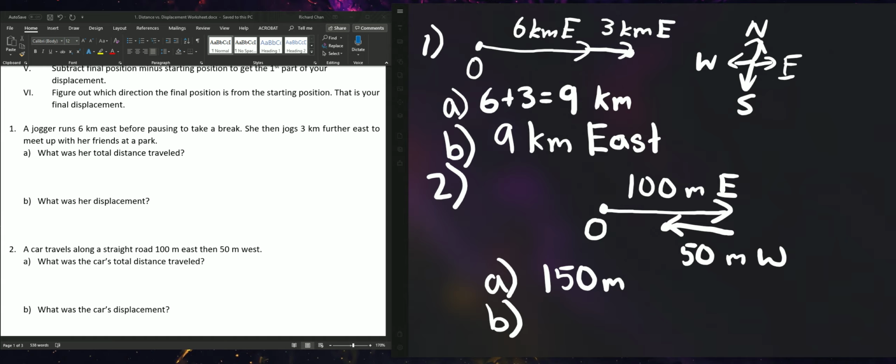Now what is B? Where does it end up? Well, we started here, which is the 0 point, and we ended up over here because that's where our final position is. We went this way, and then we went this way. And so this position right here is 50. So how far apart are these two? Well, they're 50 meters apart. And our direction? Well, this point right here, our final position, is east of our initial starting position. And so we can write 50 meters east. Alright, let's erase all this.